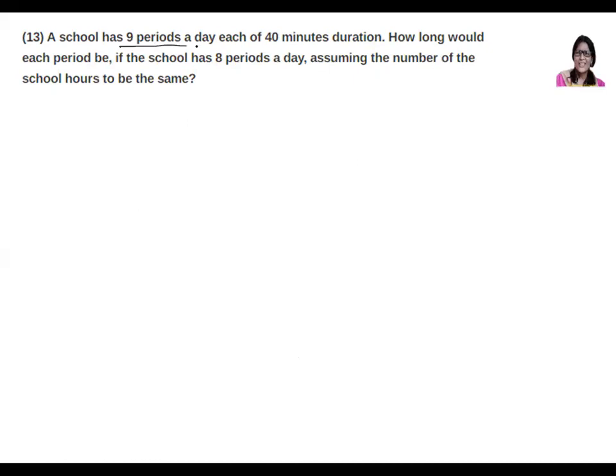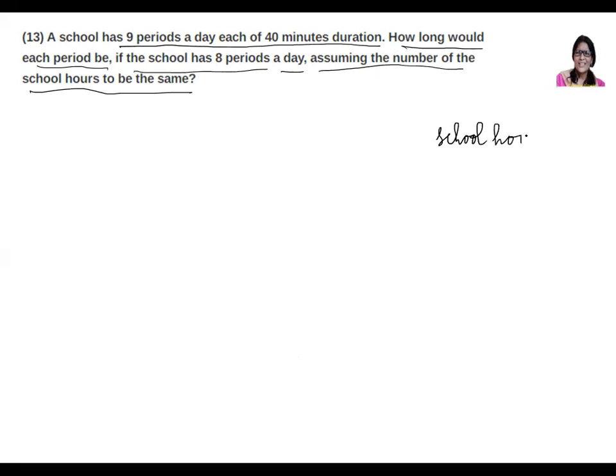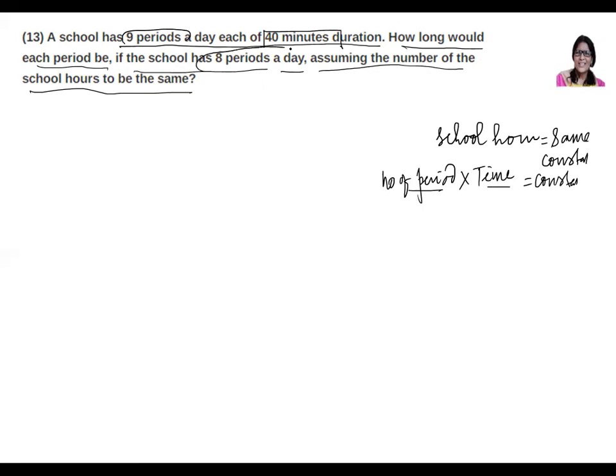In a school, there are 9 periods a day, each of 40 minutes duration. How long would each period be if the school has 8 periods a day, assuming that the number of school hours is the same? So the school hour is the same, it cannot be more, so that is the constant. And how to get this constant? This is your number of periods and your time for each period, or we say duration of the period. Previously there were 9 periods, each of 40 minutes. Now 8 periods are there. So how much time will be for each period?